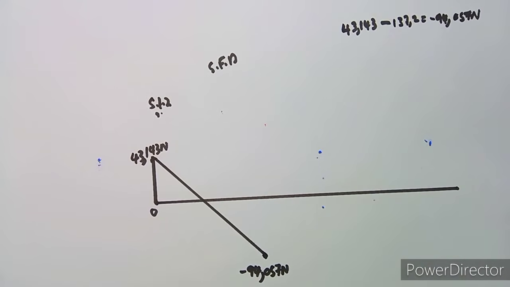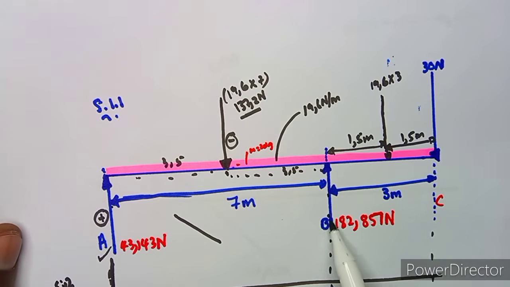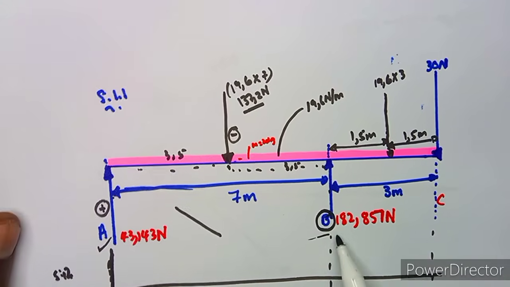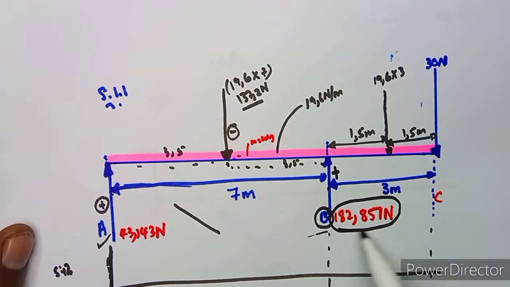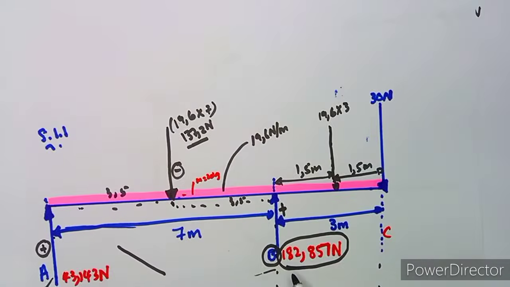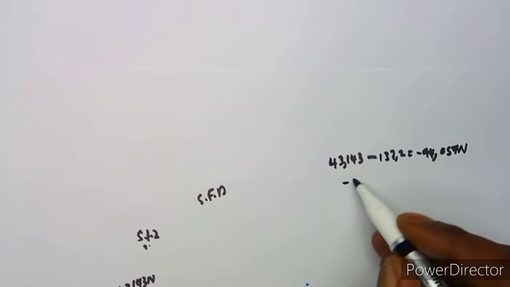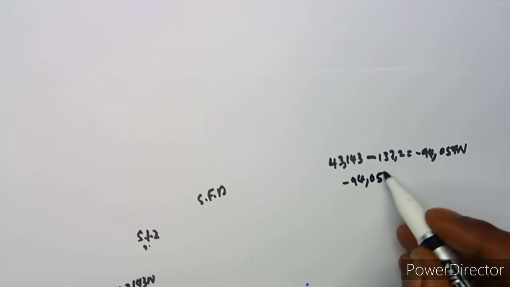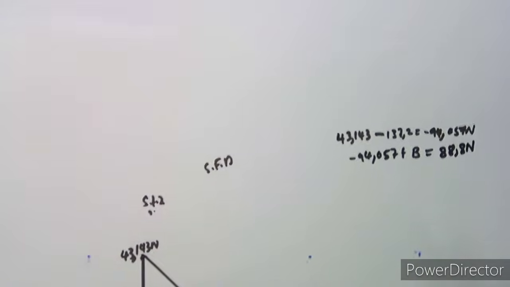Now we are at point B. So we have covered from this point up to point B, that is these 7 meters. We are now at point B, and we do not have any distance separating these 2 points. It's just a direct point B. There's a support, and the support is a positive. So we are going to add this value to where we are now. We are going to add 182, the value of B. Remember, you are at minus 94.057, plus the value that we have got at B. If we add that, you are going to obtain 88.8 Newton, the value at B.